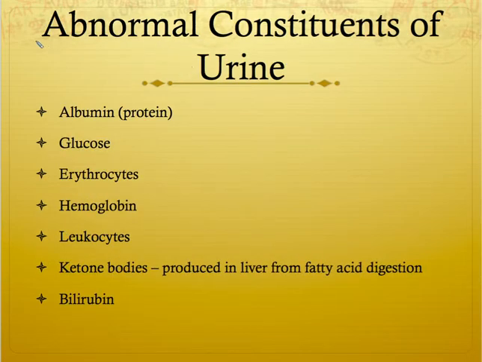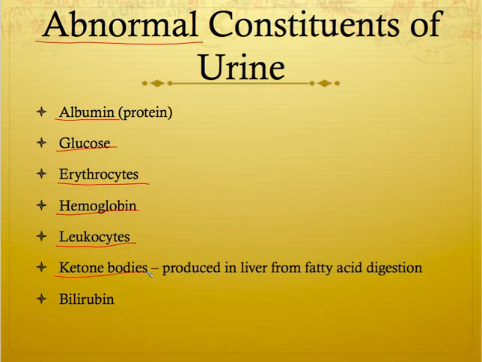Now some abnormal constituents, when things are going wrong. Some components of urine might be there that shouldn't be. Things like albumin, which is a protein found in the body. We have glucose, that's our energy substance. Erythrocytes, as we've talked about, are red blood cells. Hemoglobin is involved in blood and carries oxygen. Leukocytes are white blood cells.